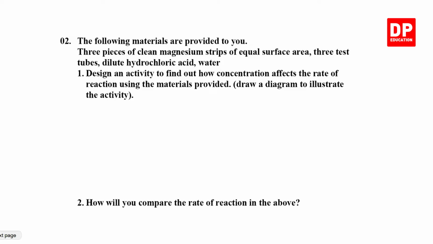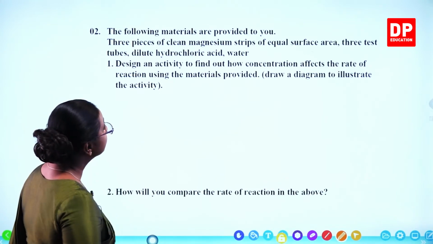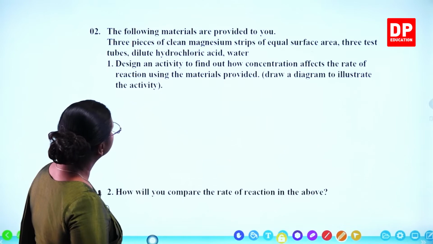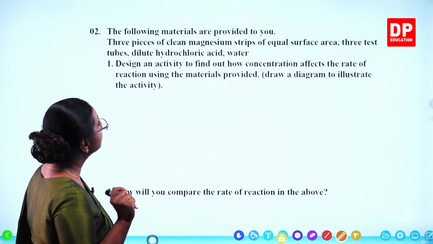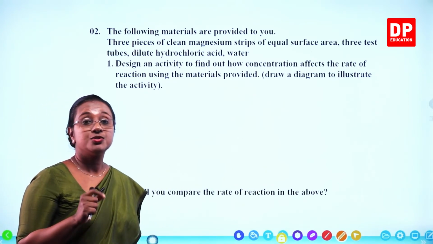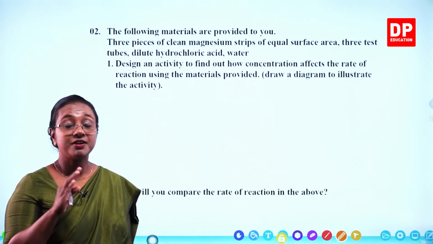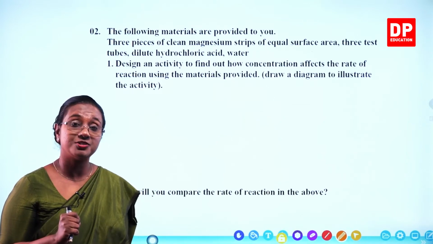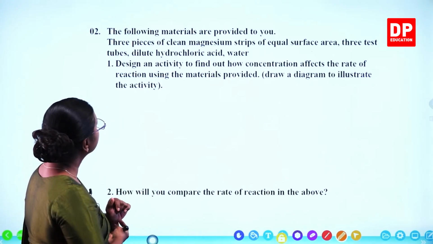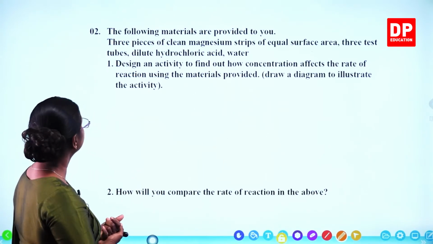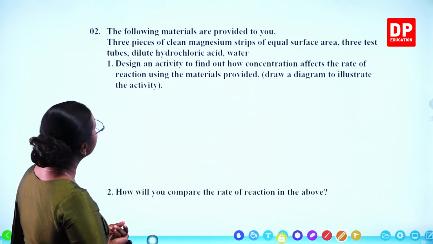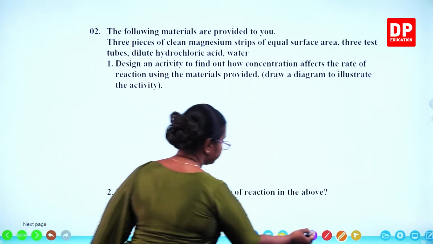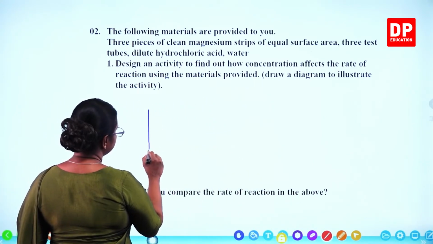The following materials are provided to you: 3 pieces of clean magnesium strips of equal surface area, 3 test tubes, dilute hydrochloric acid and water. So there is magnesium and HCl. Strips are of equal surface area, but there is water. So that means water and hydrochloric acid in different volumes. That means there will be different concentrations of hydrochloric acid. Design an activity to find out how concentration affects the rate of reaction using the materials provided. Draw a diagram to illustrate the activity. So there are 3 test tubes.